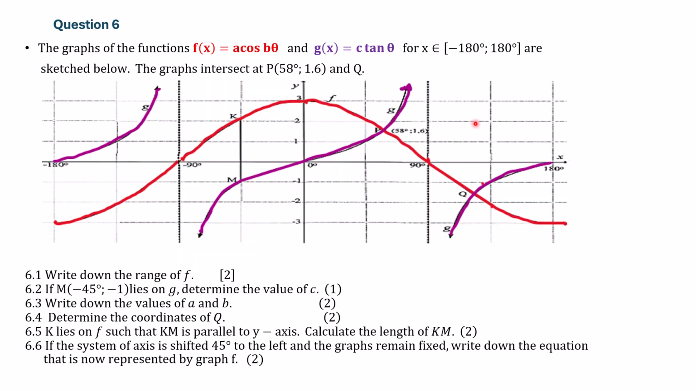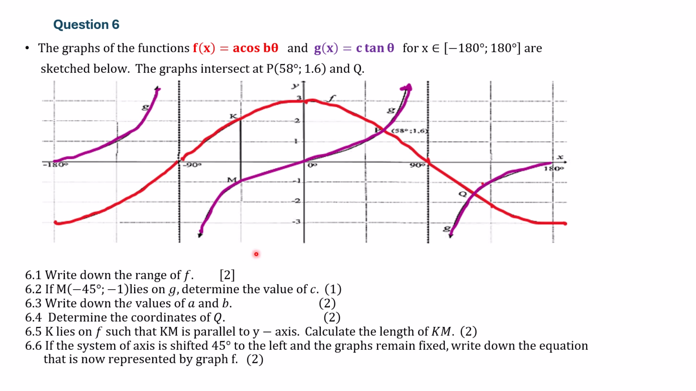So again, first thing, as I said, you can pause, write down the question, or you can try to answer it straight. They've given us graph f of x equals a cos b theta and g of x equals c tan theta. We're working from minus 180 to 180 degrees. The graphs intersect at point P and Q.